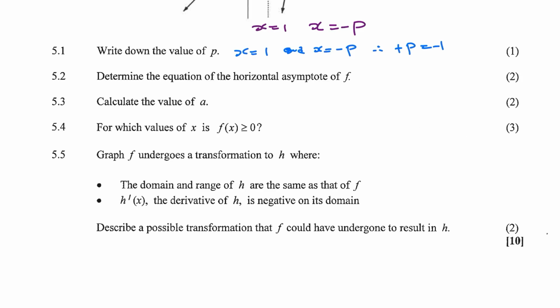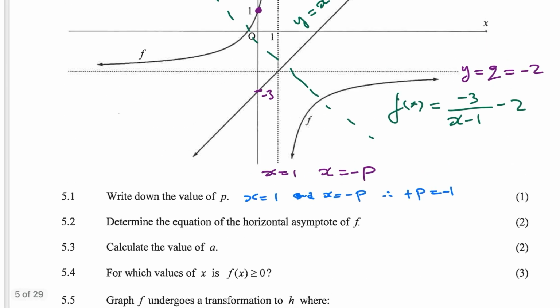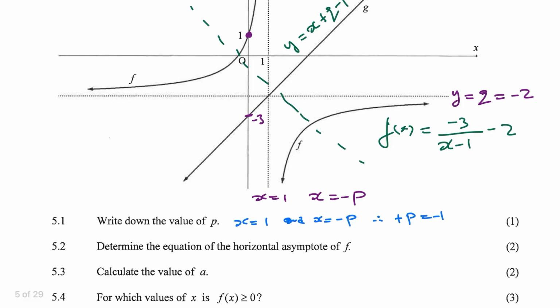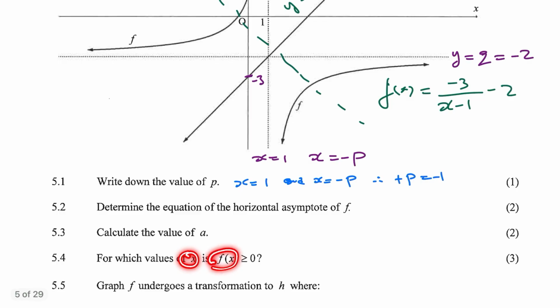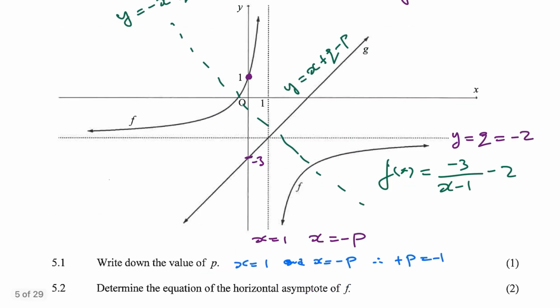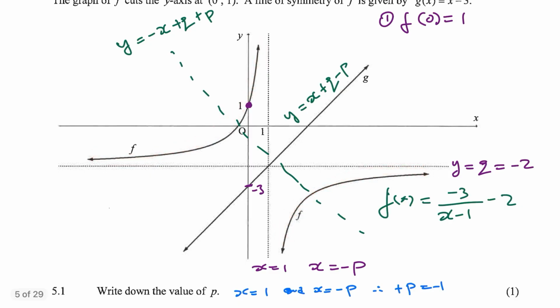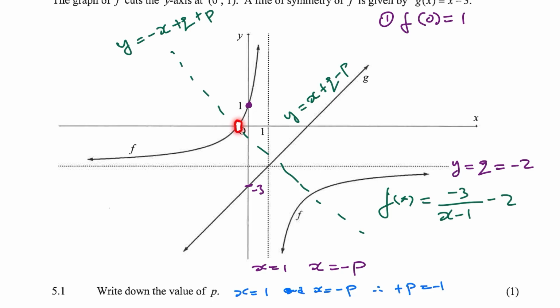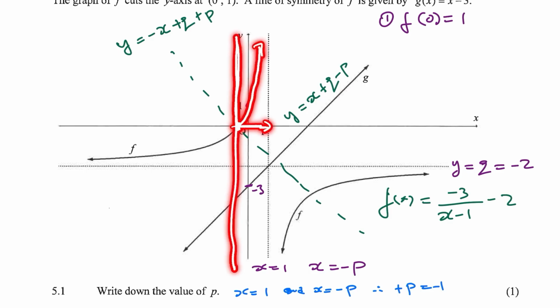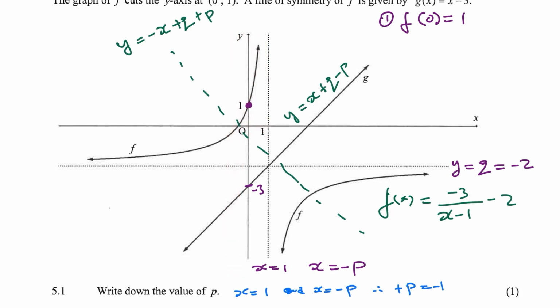Now, here they say, for which value of x is f of x greater than or equal to 0? So now you see the values of x where f of x, this function here, is greater than 0. So it's above this line, where? Here. From here to here is above the x-axis. It's positive. It's greater than 0 from here to here. So that's what you're going to be doing.